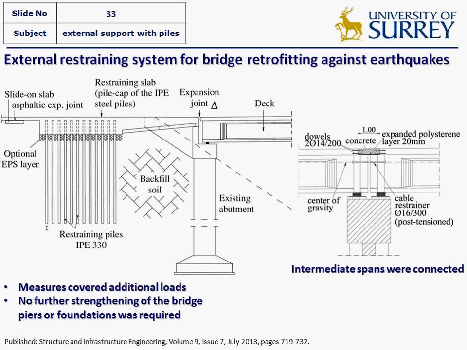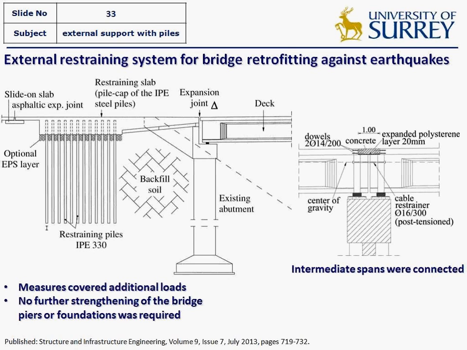At the time, most of these bridges had simply supported spans, which means that there are expansion joints over each pier. So in that case, it was considered essential to connect the adjacent spans. You can see here what was done. A cast in situ concrete slab was utilized to connect the slabs of the adjacent spans, and at the same time, a cable restrainer was utilized to connect the adjacent pre-stressed I-beams. This cable restrainer was installed at the level of the center of gravity of the deck cross section in order to avoid secondary bending moments.